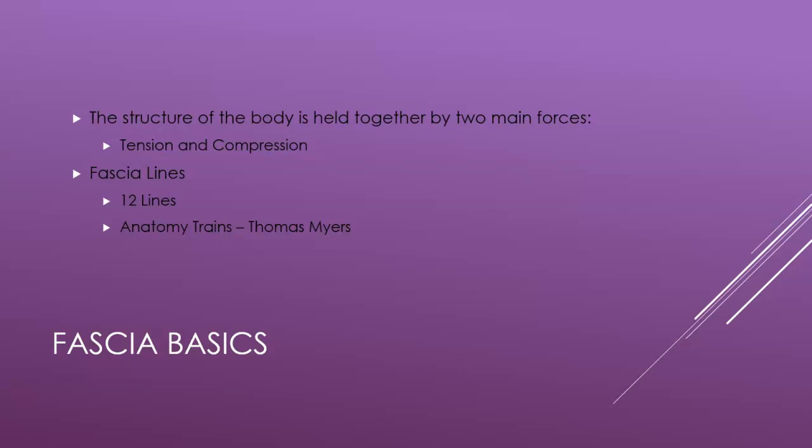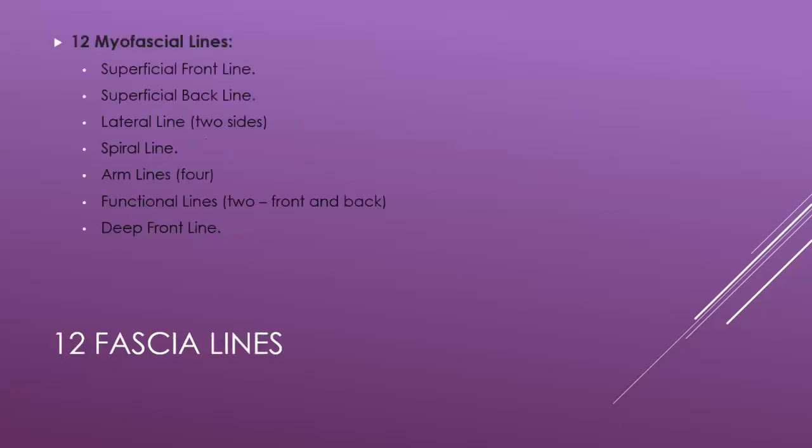So with fascia itself, you have 12 main fascia lines within the body, and there's a very, very well-known book by a gentleman by the name of Thomas Myers. If you've not sourced this book or taken a look at it yet, I would highly advise doing so because it might give you a different perspective on how the body works and how you can work with the body. So let's take a look here.